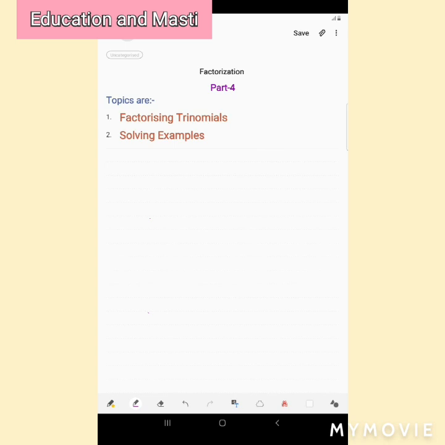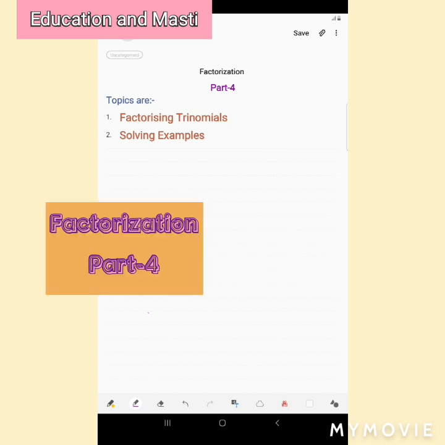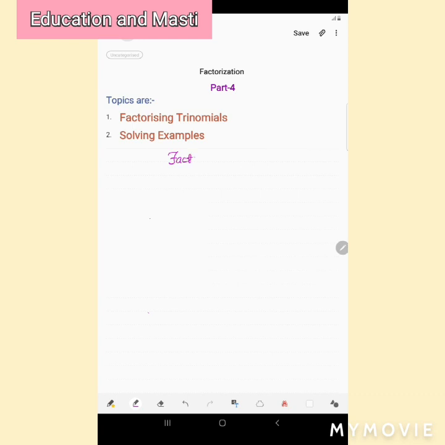So today we are going to start with the last part, that is part 4 of our maths chapter of factorization, and the topics we are going to deal with are first factorizing trinomials and second we will solve some examples. So first let's deal with this topic, factorizing trinomials.